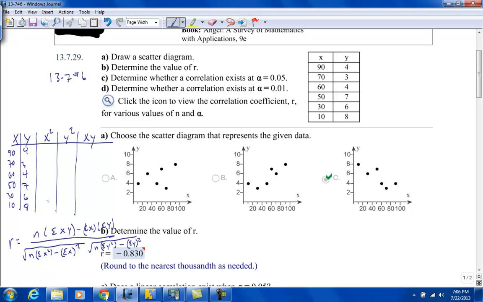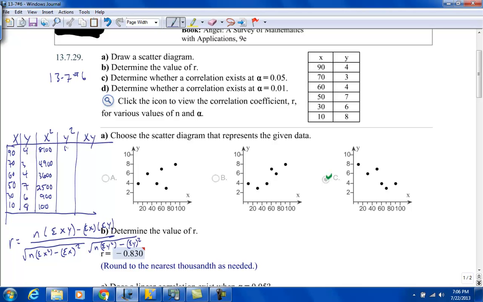We need a column of x squared. So 90 squared is 8100. 70 squared is 4900. 60 squared is 3600. 50 squared is 2500. 30 squared is 900, and 10 squared is 100. That'll give us much space to work with here.